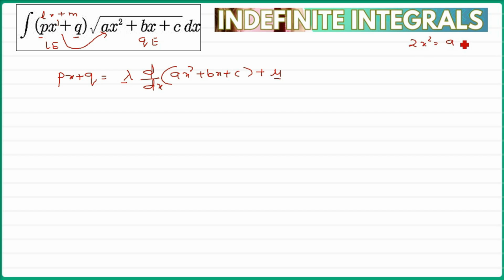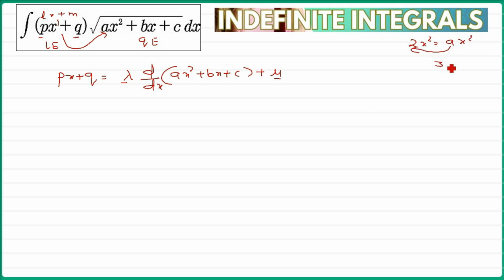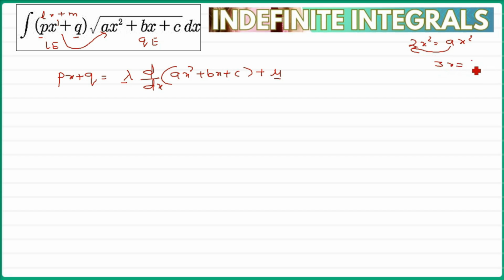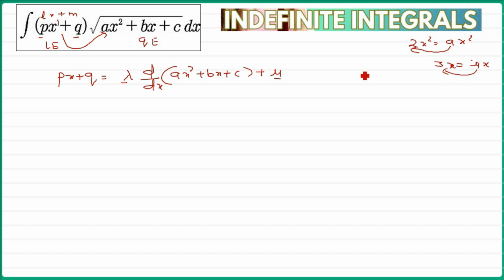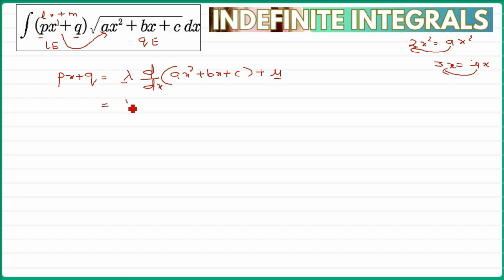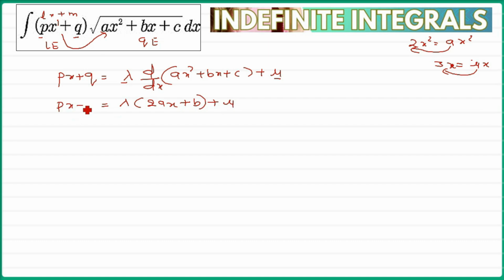So if you have 2x square equal to ax square, what does it mean? It simply means a is equal to 2. Similarly, if I write 3x equals mu x, what does it mean? Mu is equal to 3. So let's differentiate this. It will be lambda times the derivative of ax square, which is 2ax, plus b, and c will be 0, plus mu. And this equals px plus q.